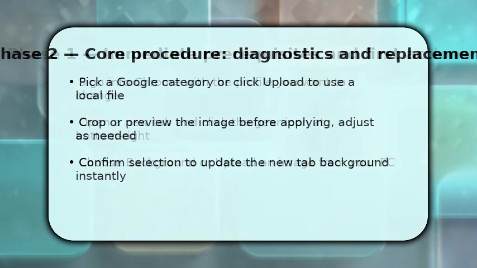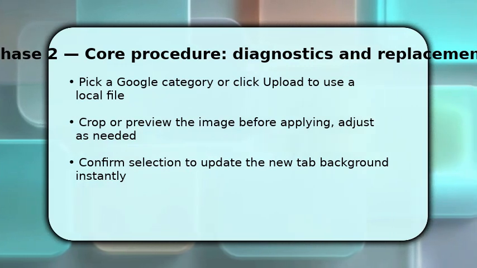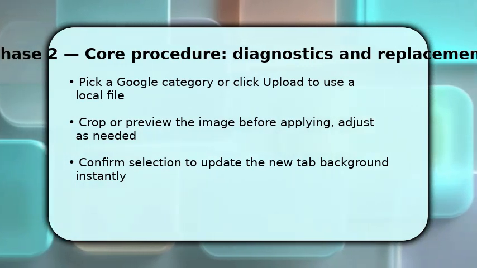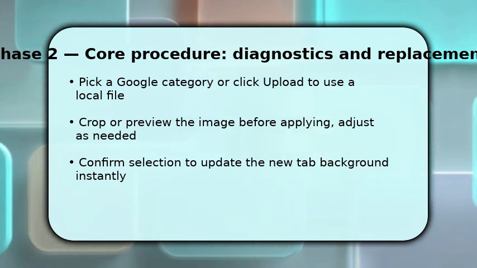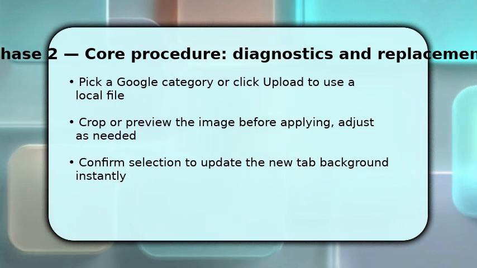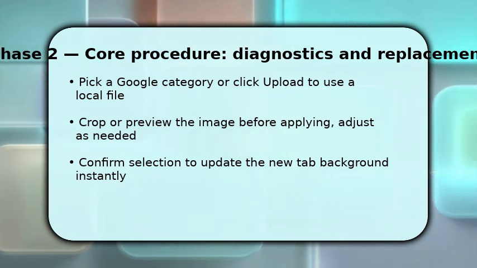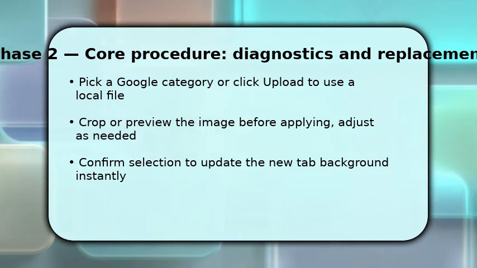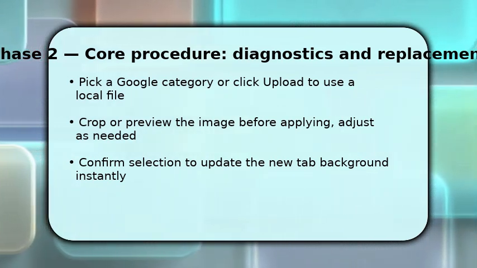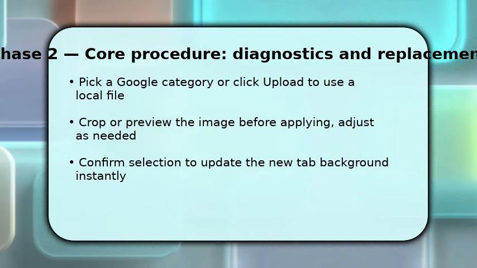Now you select the specific image. If you pick a built-in category, browse thumbnails and hover to preview. If you upload, navigate to the folder, select the image, and use the crop tool to frame it. Make sure the image resolution complements your screen. 16:9 images fit full-screen tabs better. Once you're happy with the preview, confirm the selection.